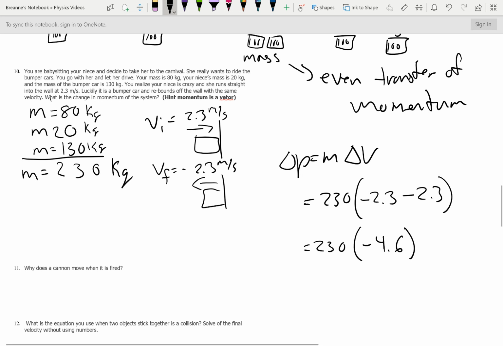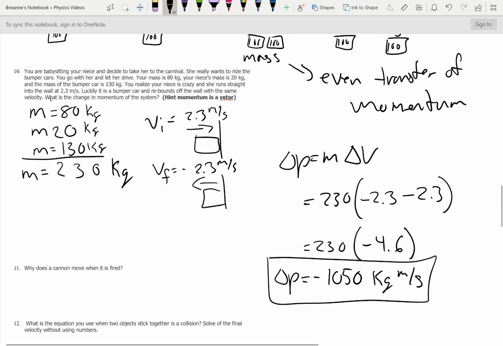And you do 230 times negative 4.6. There you go. So that is your change in momentum of you, your niece, and the car, hitting the wall and rebounding back. So anytime something says it rebounds, that word right there, let me highlight it, means that it's going in the opposite direction. So rebound means opposite direction.